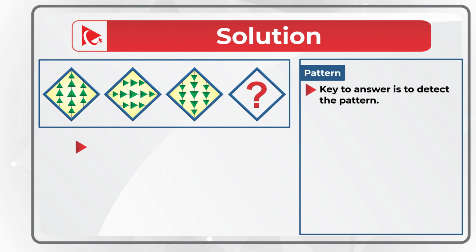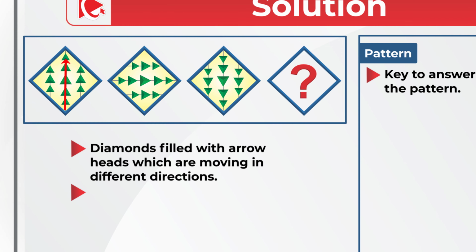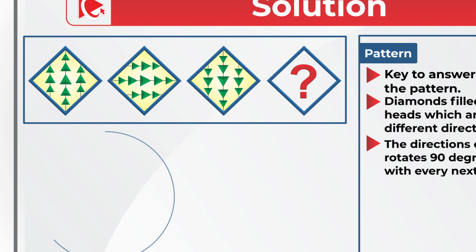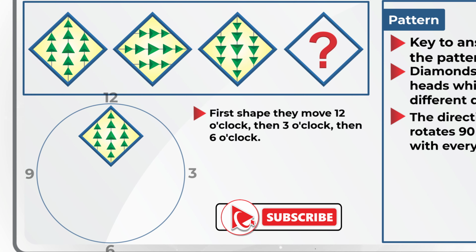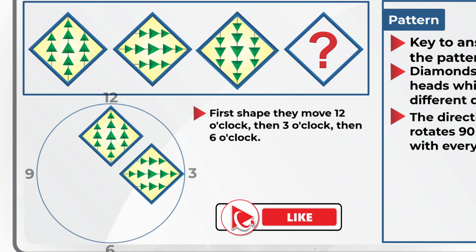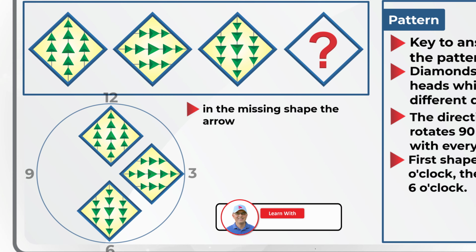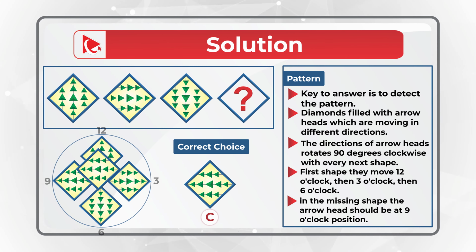If you look closely, you will see that diamonds filled with the arrowheads, triangles, which are moving in a different direction. The direction of the arrowheads rotates 90 degrees clockwise with every next shape in the pattern. For example, in the first shape, they move to the 12 o'clock position of the clock. Then they move to the 3 o'clock position, and then to the 6 o'clock. So if you detected this pattern in the missing shape, the arrowheads should be at the 9 o'clock position. Hopefully you've nailed this question and now know how to answer similar problems on the test.